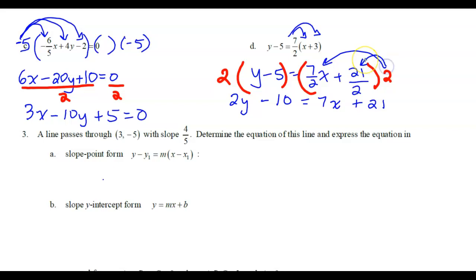Now take a look here. If I bring this to the left, it's going to be negative 7x. So I'm going to have to then change the signs and everything, but that's okay. I want everything on the left. So negative 7x plus 2y, and then collect the like terms. So negative 10 minus 21 is negative 31.